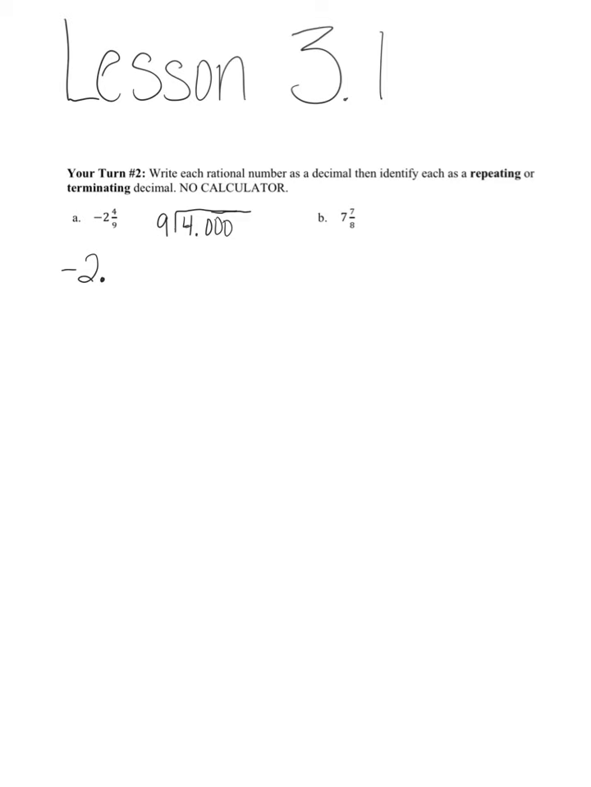So 9 goes into 40 4 times, which is 36. Subtract, get 4, bring down the 0. 9 goes into 40 again 4 times, 36. I'm noticing a pattern here. And I can tell here that I've got 4 repeating. So in my decimal answer here, it becomes -2.4, and because it's repeating here, I'm going to put the repeating sign up above for my final answer.